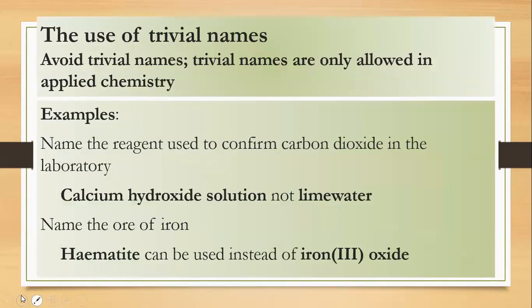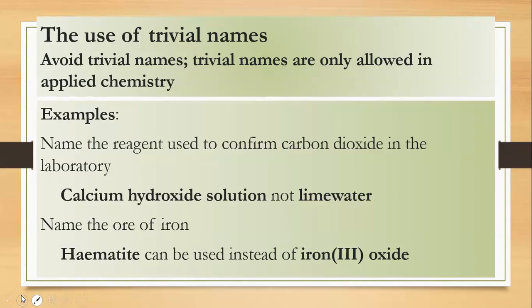On our current slide, we now want to look at the use of trivial names. What is a trivial name? Trivial names are names which are not part of the systematic nomenclature used in chemistry. Names like lime water, these names are not allowed.